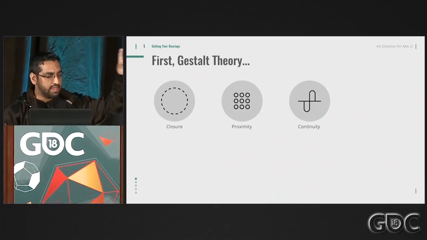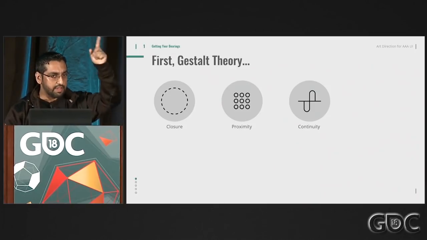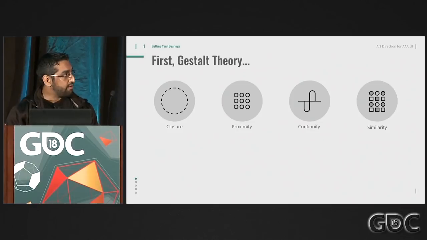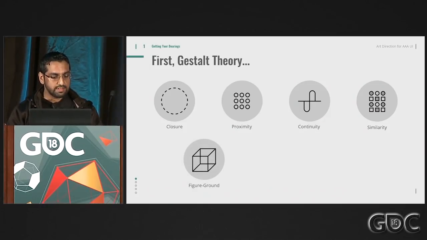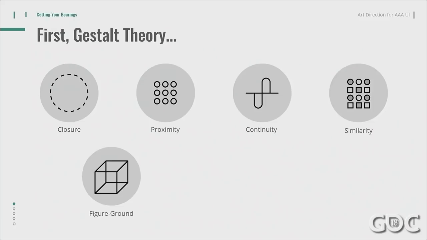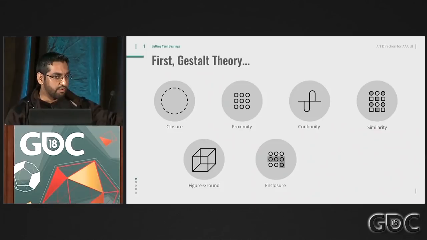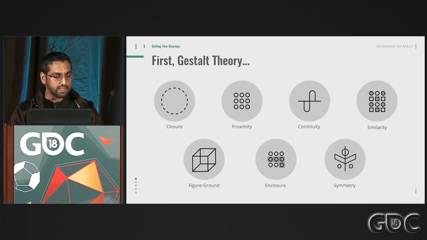Continuity: you can see the line, even though it's broken by this horizontal line, it still feels like it flows all the way around. Similarity: you have the gray colored circles and squares, they feel like they're a group. And then you have the inverted, hollow versions. Figure ground: even though this image is 2D, it feels 3D, but you don't get a sense of what's in the foreground, what's in the background. That's what figure ground is all about. Enclosure: basically taking proximity and just having this gray box behind it, you're grouping those elements together using that. And then there's symmetry. So let's look at a game example and see how this theory actually functions.